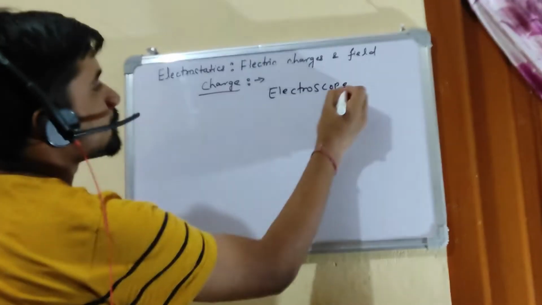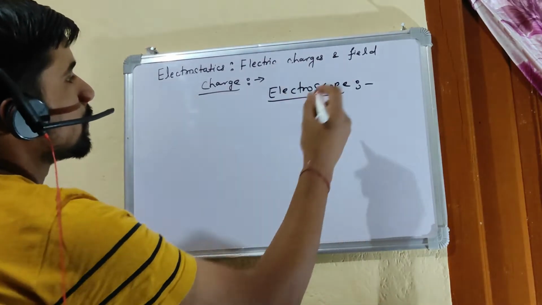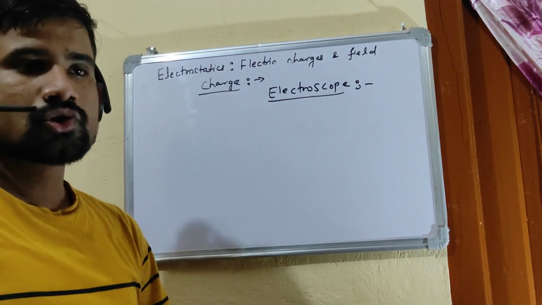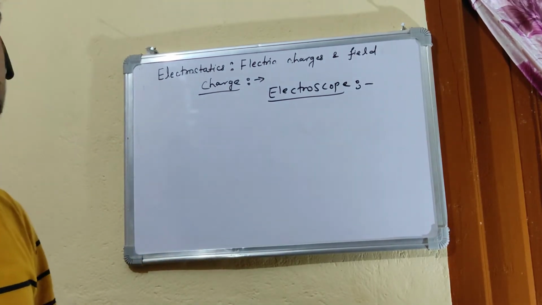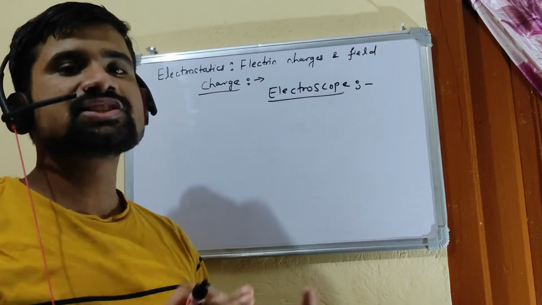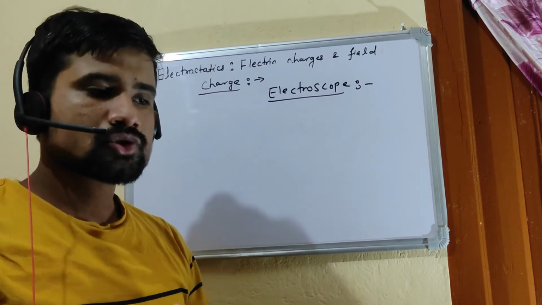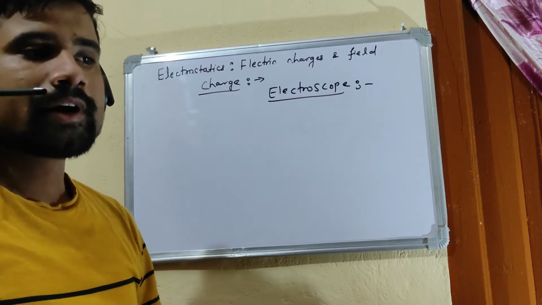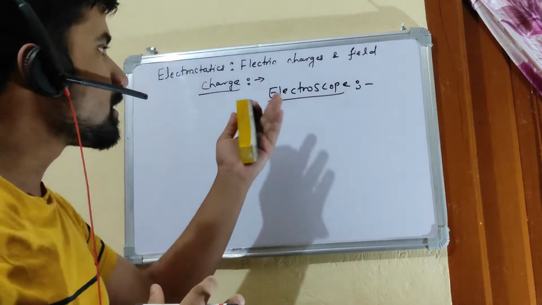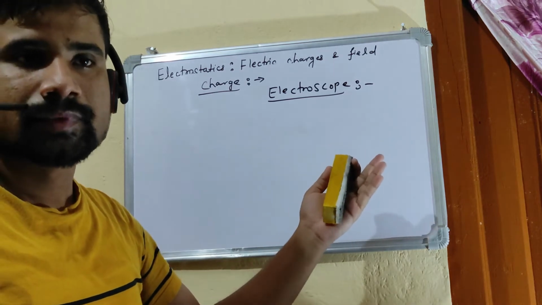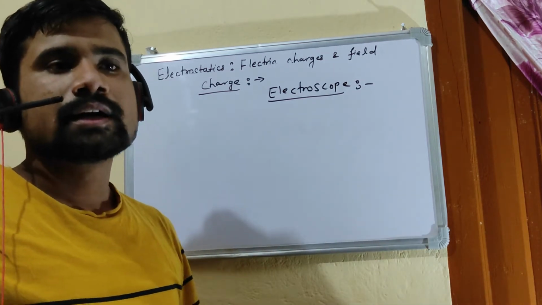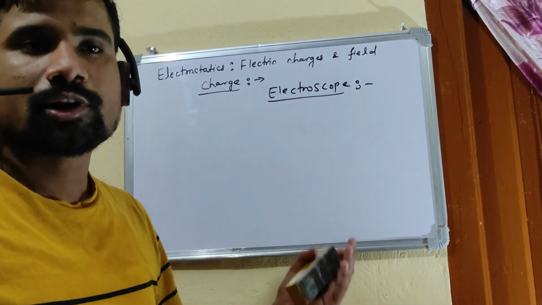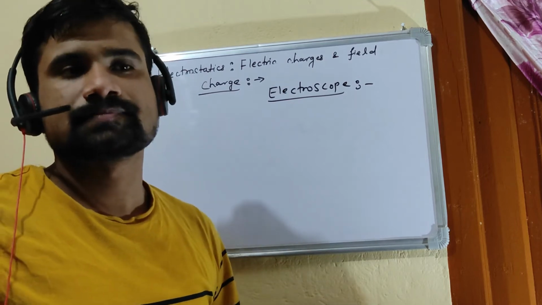Electroscope. So what exactly is electroscope? So electroscope is a charge sensitive instrument. So it will respond when a charged body is brought into contact with the particular instrument, and it won't respond if an uncharged body is brought into contact. It's as simple as that.